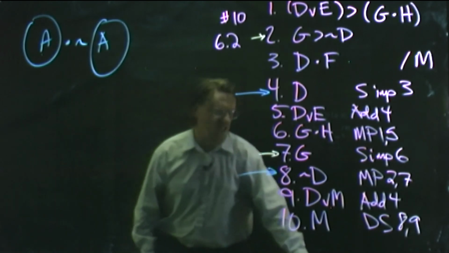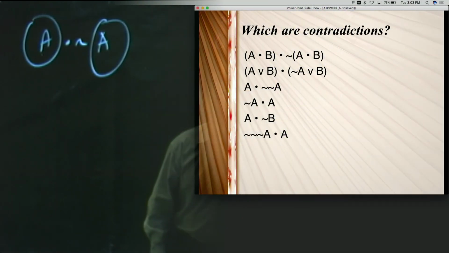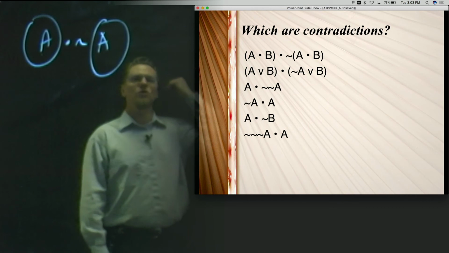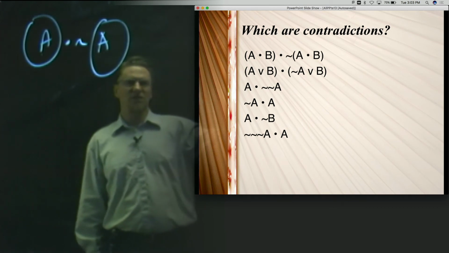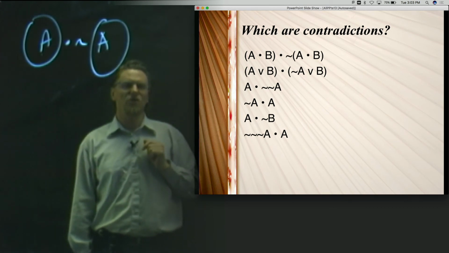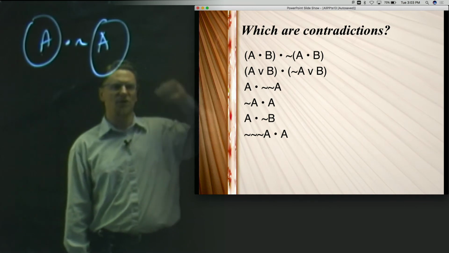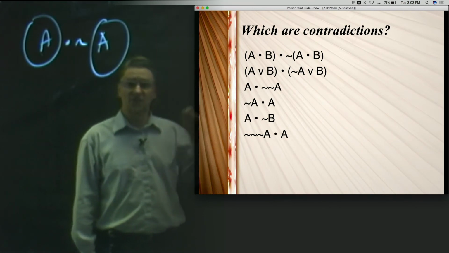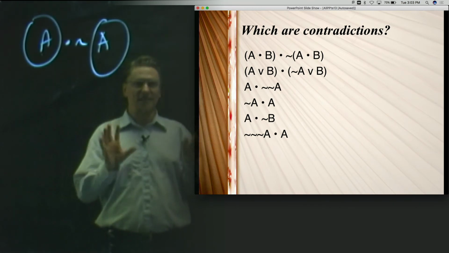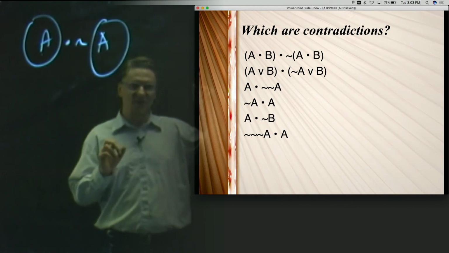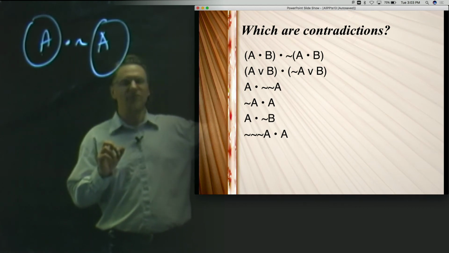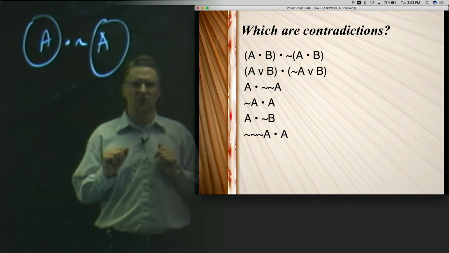So let's do this. What I've given you here are a list of things, and we can think about, well, which one of these things are contradictions? So looking at the first one here, A dot B dot tilde A dot B. That is a contradiction, right? It's something and then a dot, and the same thing with a tilde in front of it. So that is a contradiction.